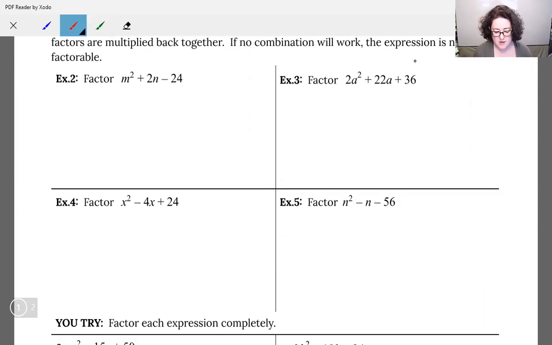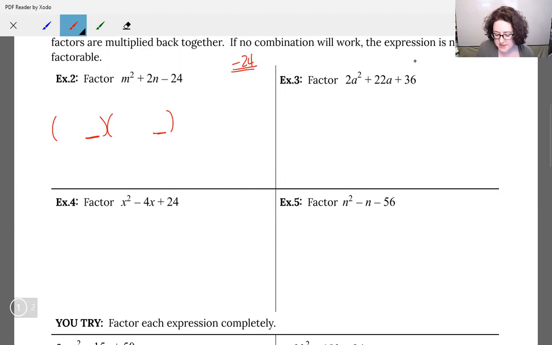Example 2, we're going to factor m squared plus 2n minus 24. Let's think about that 24. We're going to have to find something that when we plug into our format, these two values are going to multiply to make a negative 24. So let's brainstorm some factors over on the side here.